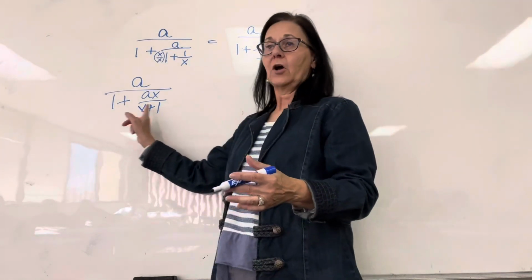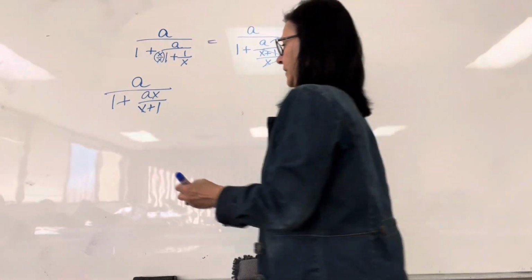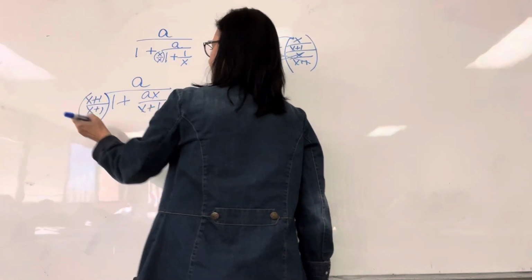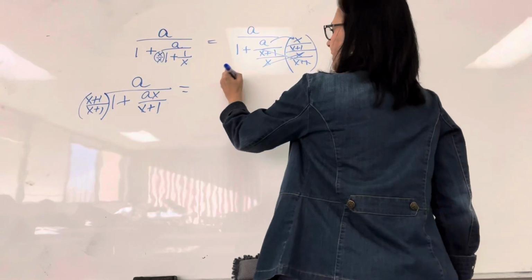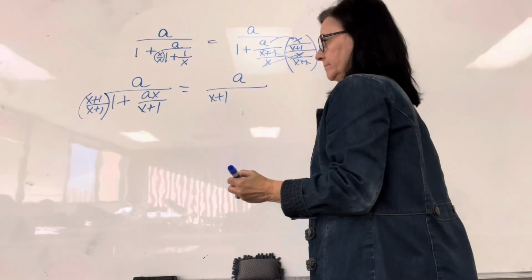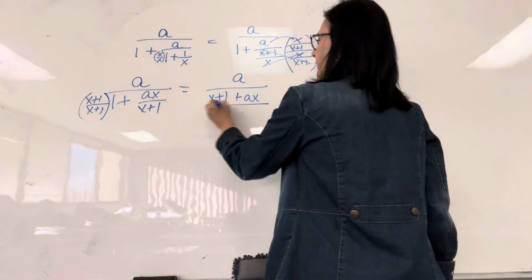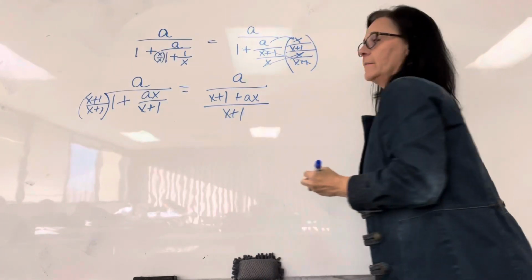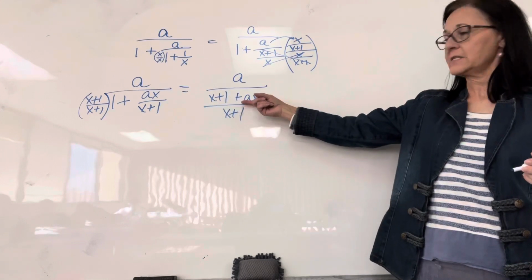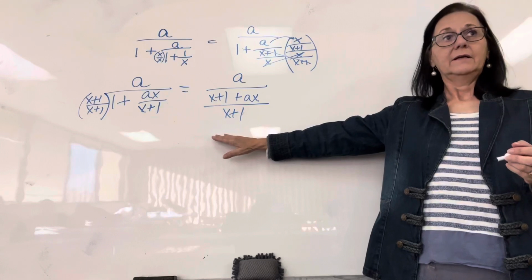Now we need a common denominator in the denominator. So we're going to multiply the first term by X plus 1 over X plus 1. And we end up with A over X plus 1. That's that first term. I'm going to write everything over the common denominator. That's the second numerator over the common denominator. See what I did? This is the first numerator, second numerator, because it's all over the one common denominator.